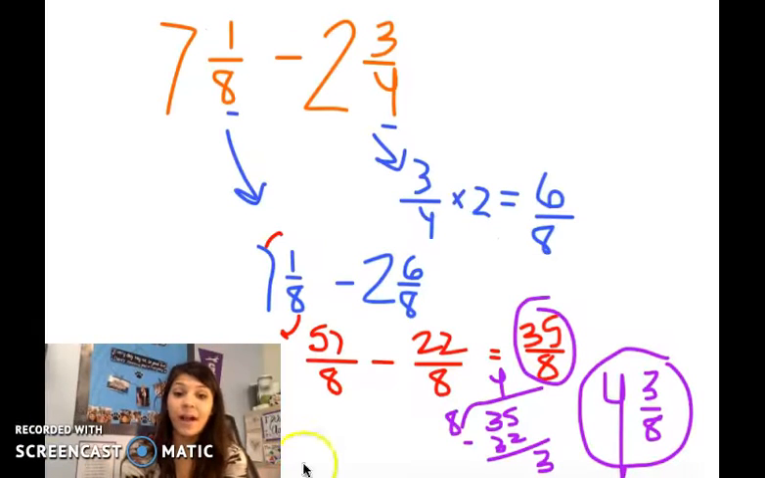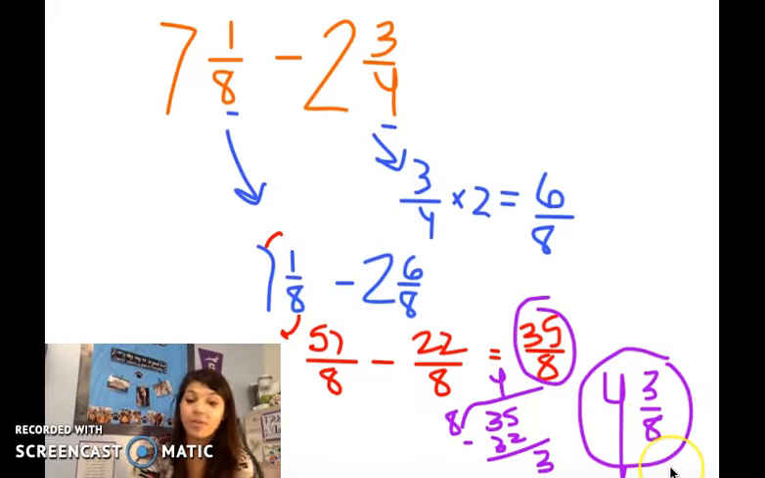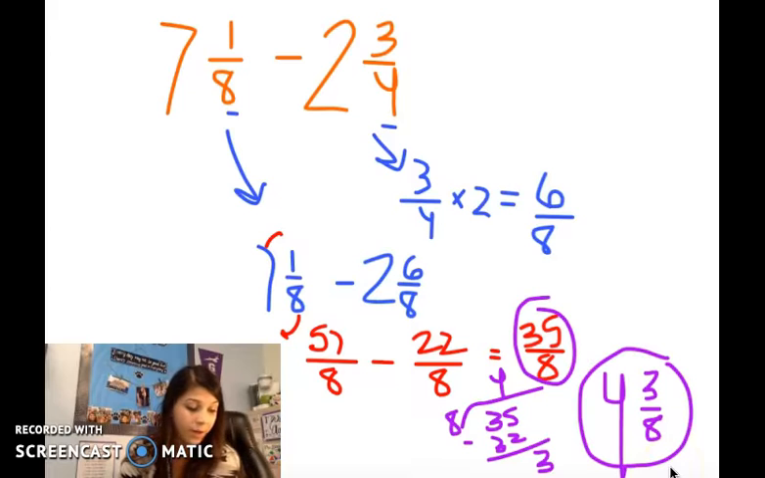Okay. So after you converted those fractions, you should have gotten 57 over 8 minus 22 over 8 to get a total of 35 over 8. And then that's an improper fraction, so when you solve for that, you should have gotten 4 3/8 as your total for number 15. So hopefully guys, this video was helpful to you as you work on your homework tonight.